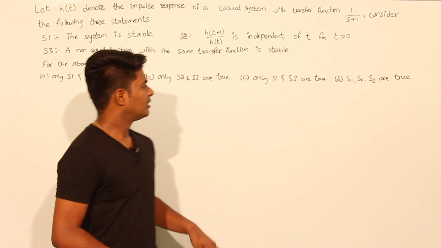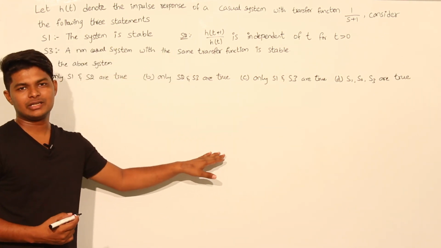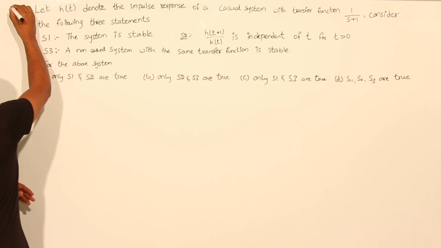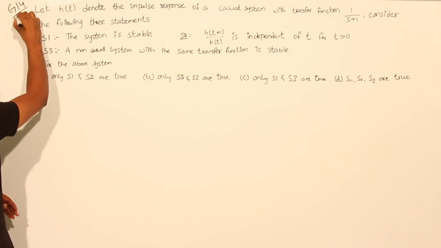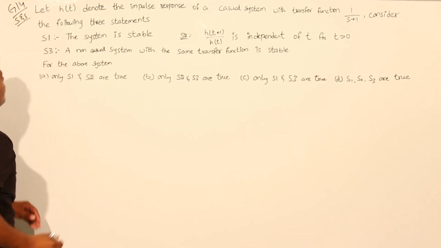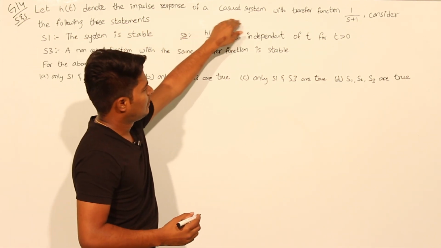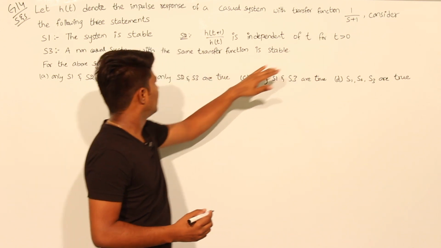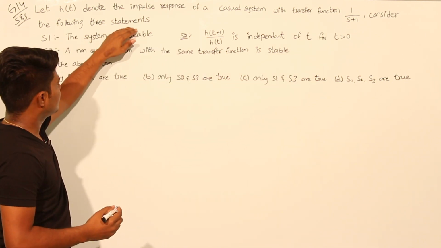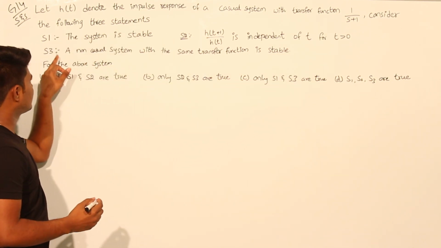Let's see this question. This question is given in GATE 2014 in the subject Signals and Systems. I'll read the question. Let h of t denote the impulse response of a causal system with transfer function 1 by s plus 1. Consider the following three statements: S1, S2 and S3.